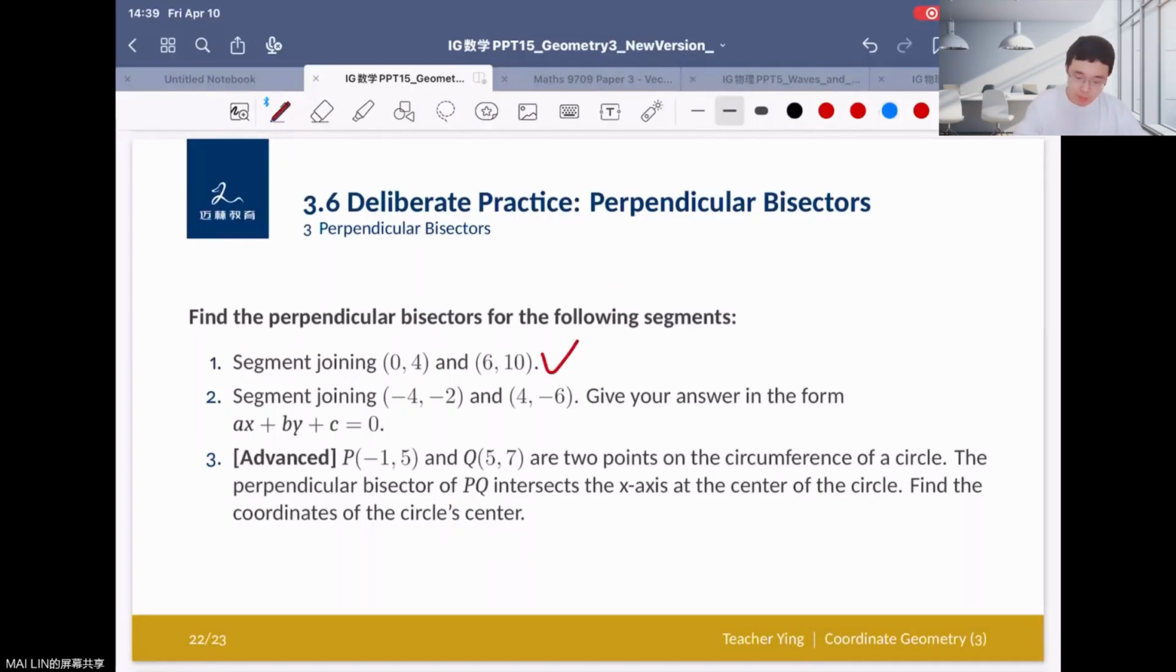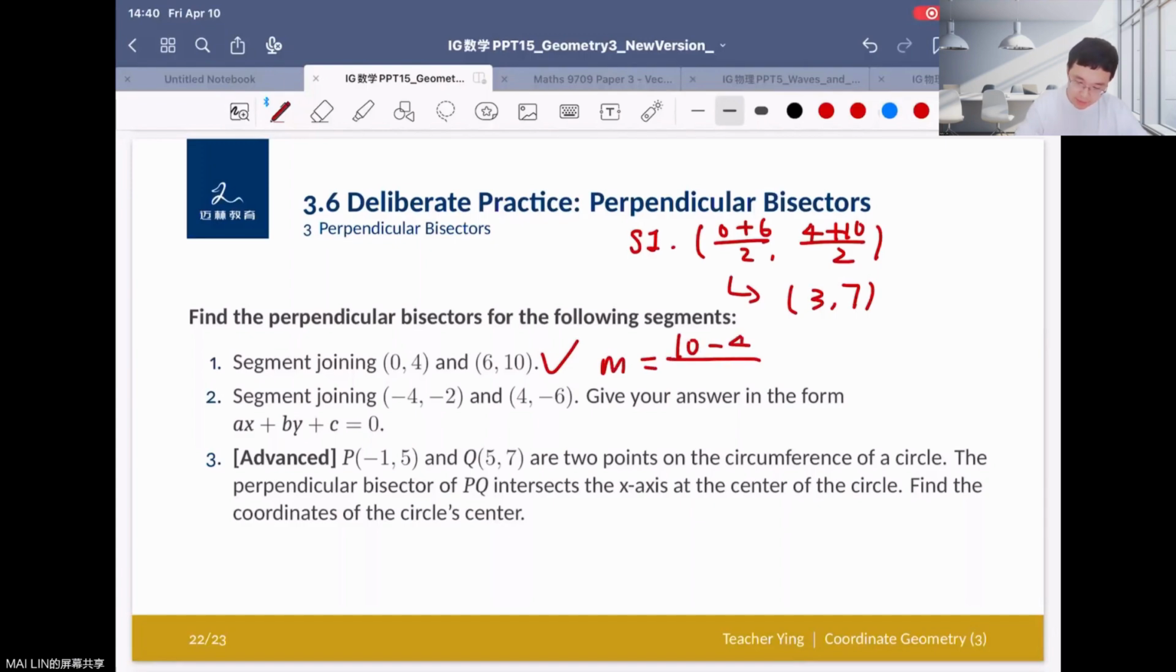So maybe for the first problem, there is a segment joining (0, 4) and (6, 10), and we want to find the perpendicular bisector. Step one is to find the midpoint, so that is (0 plus 6) over 2 and (4 plus 10) over 2. The coordinate is (3, 7). Then we can calculate the gradient across the two points, that is (10 minus 4) over (6 minus 0), which is 1.